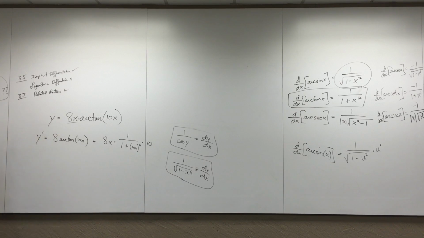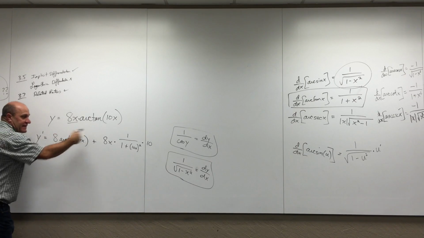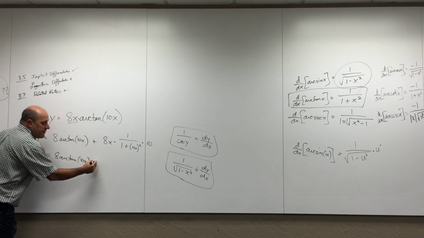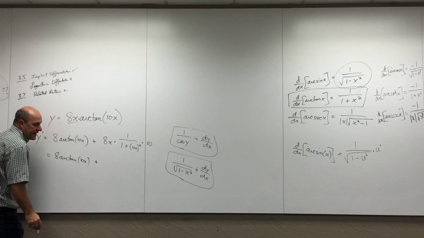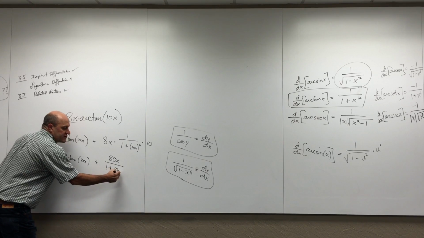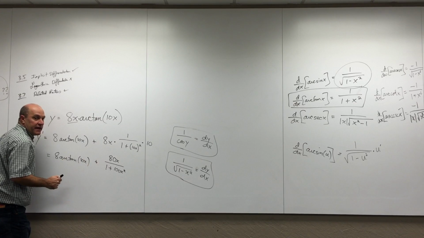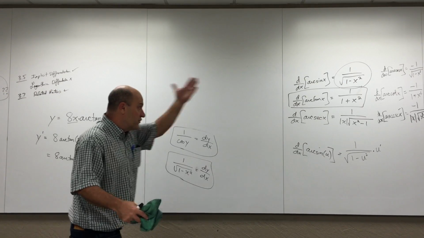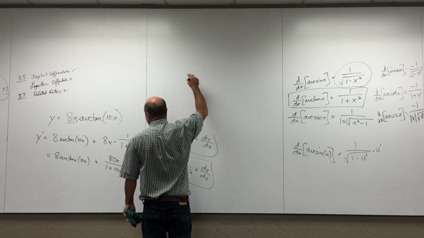And that's it. This is kind of a mess. Sometimes we like to clean these up. There's not much cleaning to do here because you've got this big term first, but this term can get cleaned up: 80x in the numerator, do you agree? Over 1 plus 100x squared. That looks a little better. Somebody might think I could factor out an 8. That's true, but not really worth it. We just did a derivative, and it was a product rule. Can you do this one?